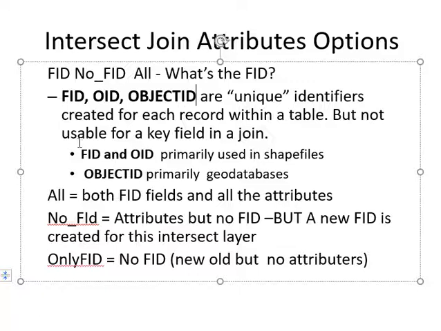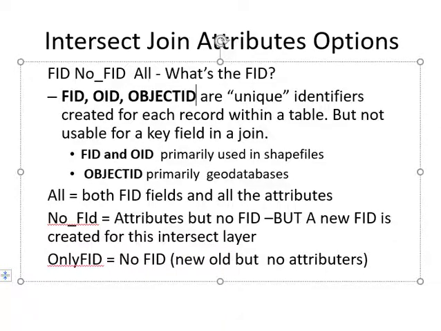So even though those numbers match, they are not considered unique identifiers for a join. The ArcMap documentation says that the FID and the OID are primarily used in shapefiles. The object ID is what you see more commonly in a geodatabase. And every time I join or manipulate, I can take an old FID and add it to my new data. So when I'm doing the join, if I choose all, I'm going to get the original FIDs for both feature classes and all the attributes.